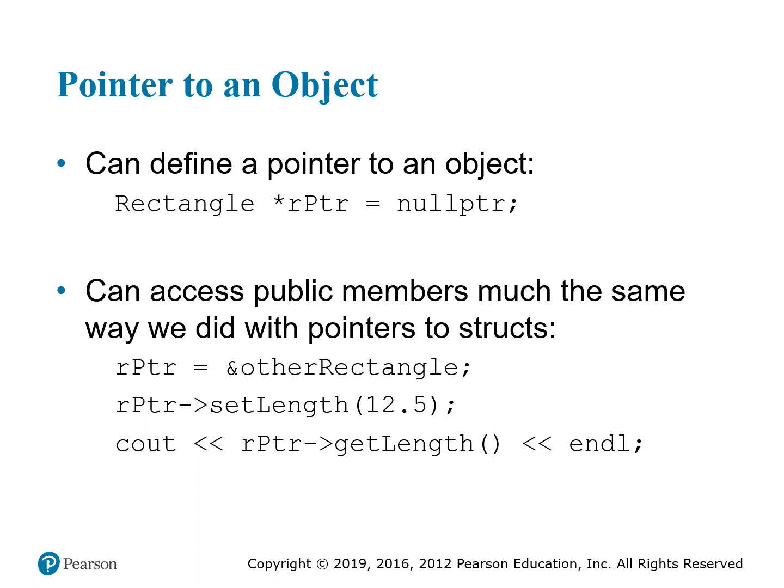Other ways to create instances of an object include creating a pointer to an object. So rectangle star rPointer is currently being set to nullptr, but then just like we did with structs, we can make rPointer equal another rectangle. So we're now pointing to this other rectangle. We can use the arrow operator to access the setLength function. We can use the arrow operator to access the getLength function and pass that value to cout.